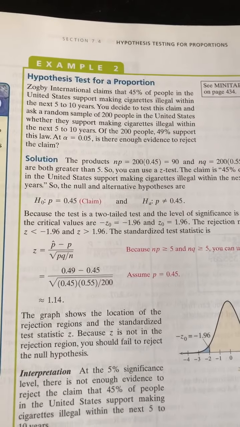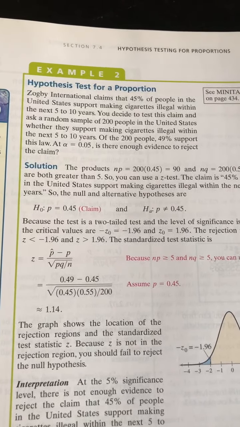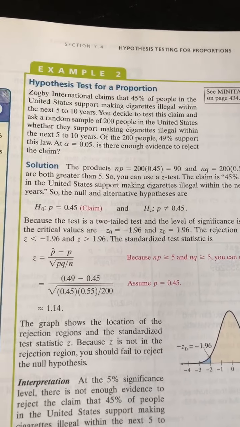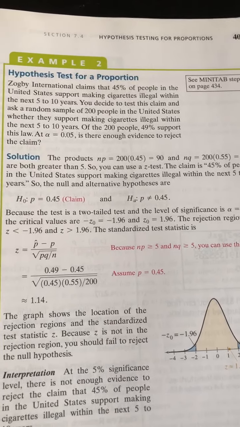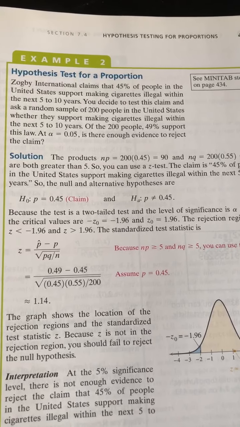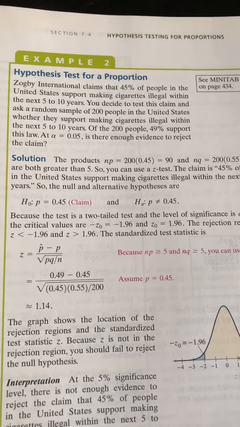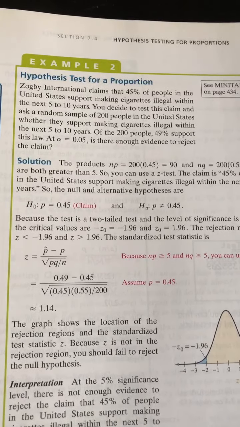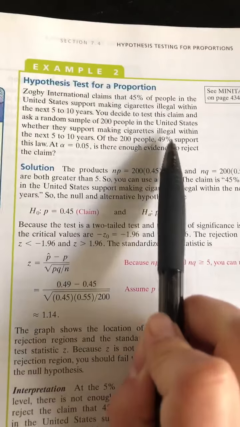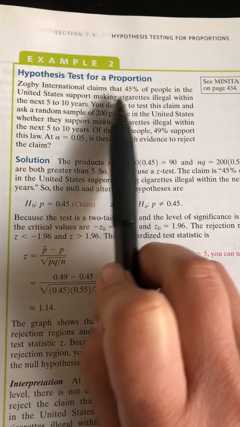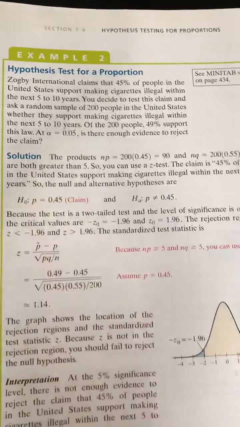Okay, so this example says that 45% of people in the US agree with making cigarettes illegal within the next 5 to 10 years. And you want to test the claim using 200 people. Out of the 200, so that's going to be your N, 200, 49% support making them illegal. Because that comes from the sample, that's p hat. Out of everyone, that would be the population, that's going to be p. So you want to write down all the important information. So p is 0.45, n is 200, and p hat is 0.49.